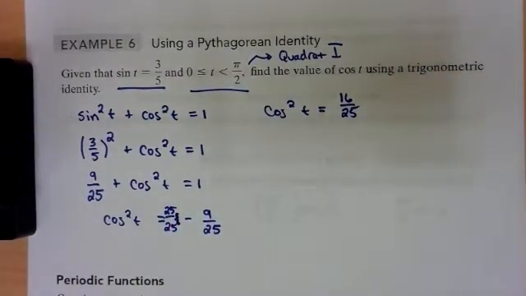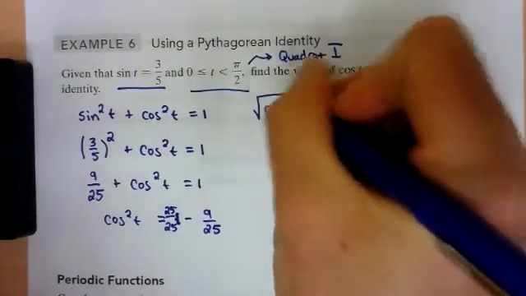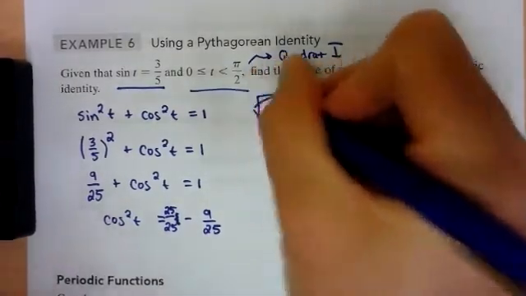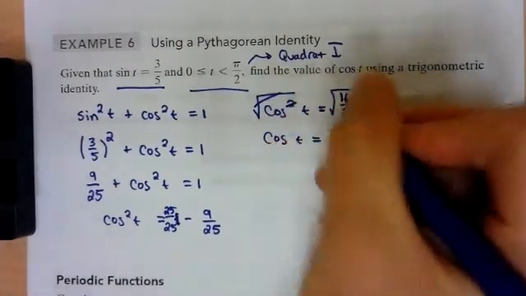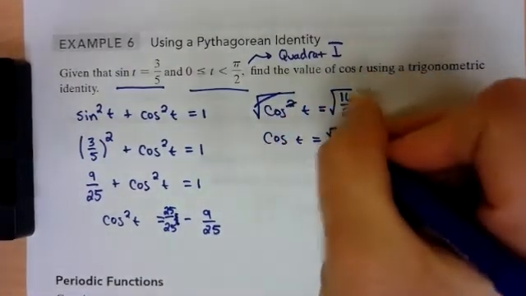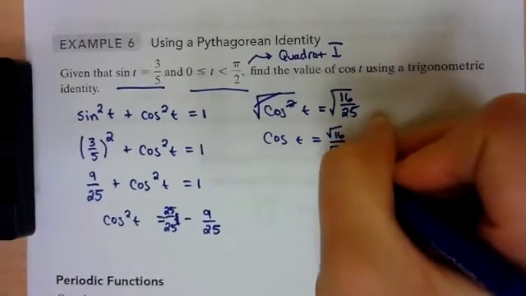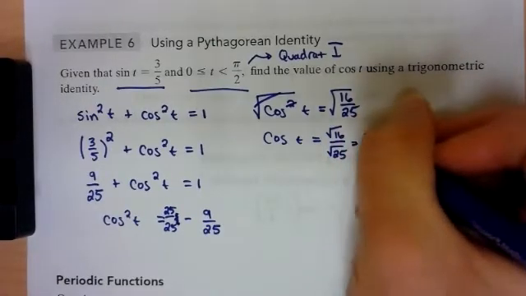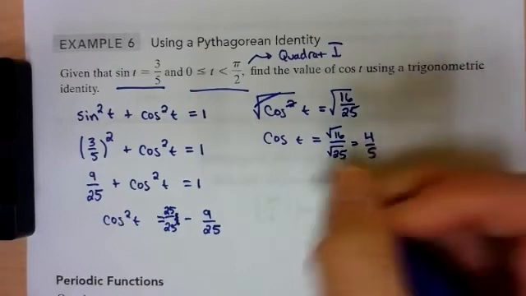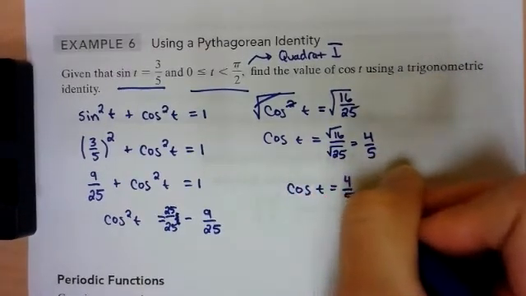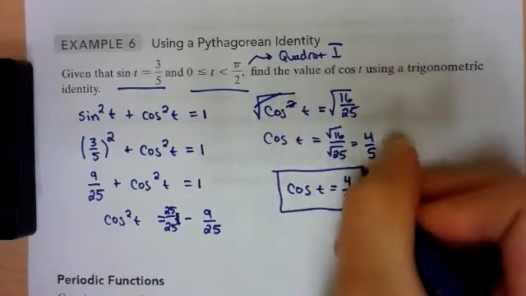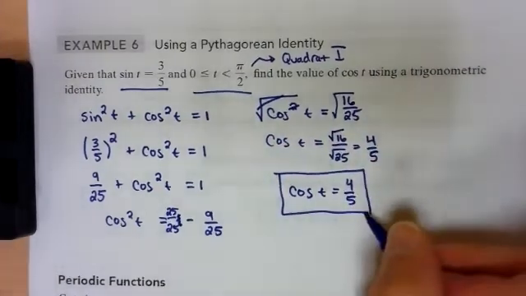So our value of cosine of t, we can get cosine by itself by square rooting. That gets rid of us squaring cosine. And so cosine of t is equal to the square root of 16 over 25, which we can take the square root of the numerator and denominator separately, giving us 4/5. So all that work getting us to say that cosine of t is equal to 4/5 in this case.